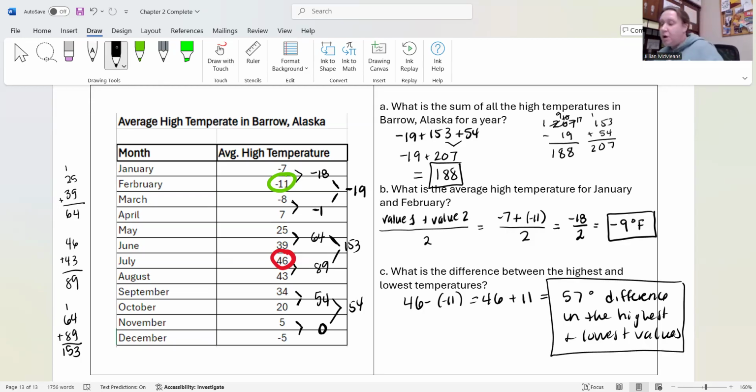So make sure you understand how to do all these. Again, a table like this, it would be completely appropriate to use a calculator if you want to. Just make sure you show us the setup. Show us what you told the calculator to do, all right?